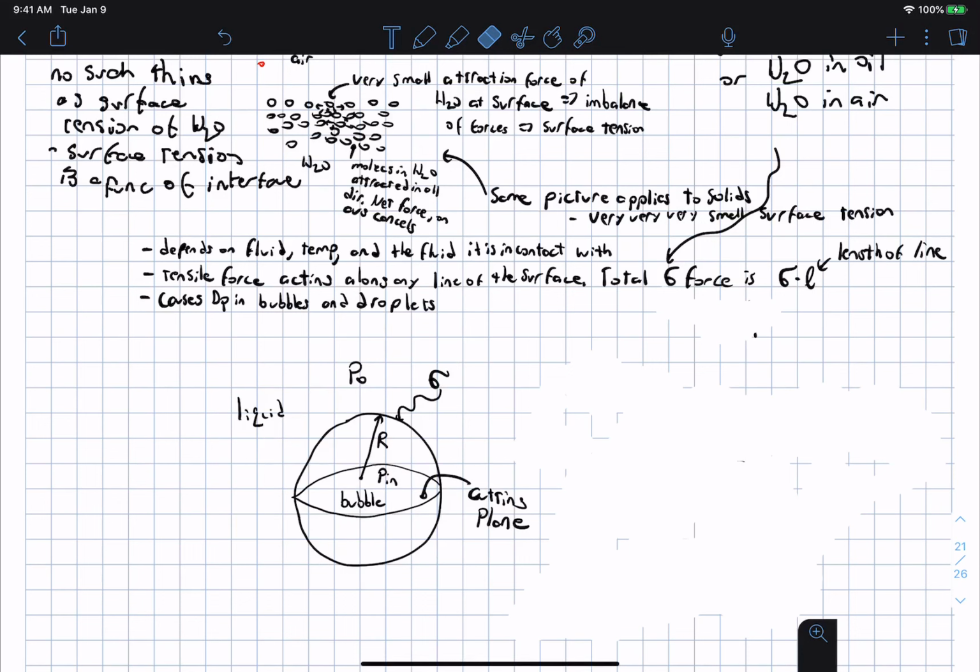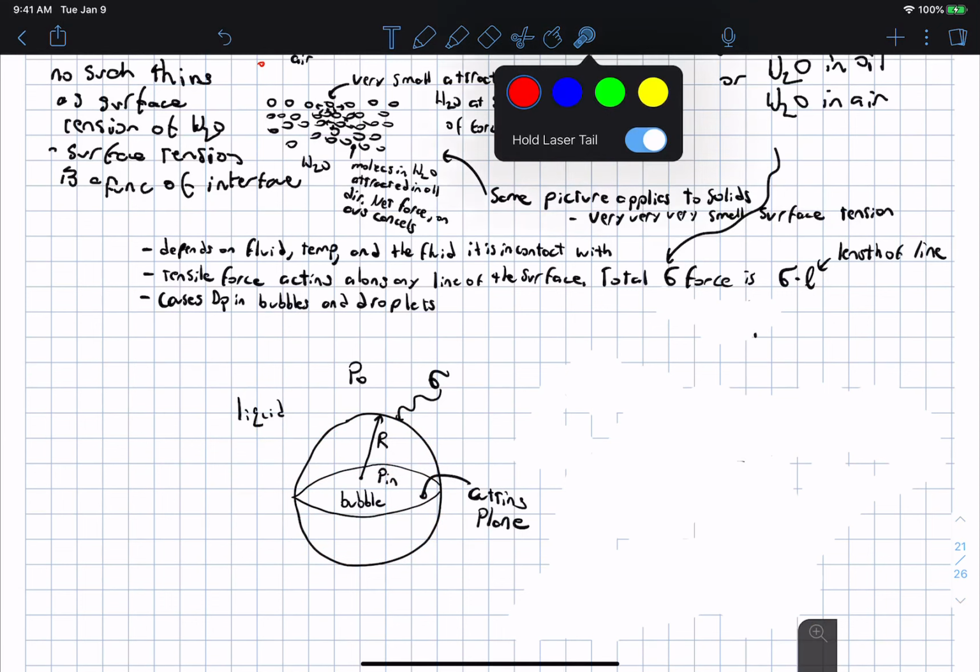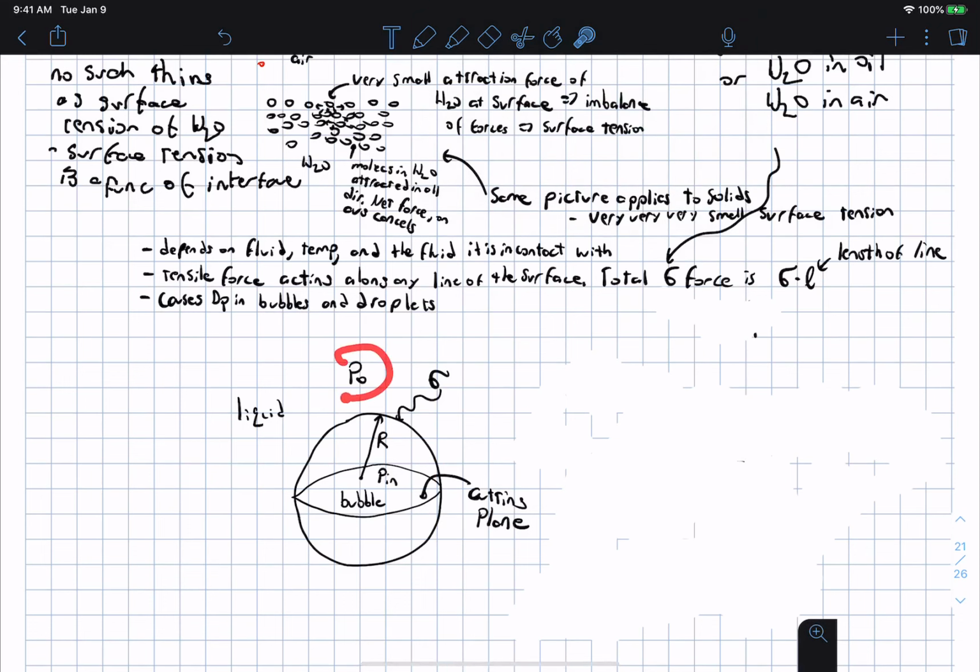Okay, so if we consider a bubble here, we have liquid outside, and this here is our bubble. We're assuming it's a perfect sphere, even though I've not drawn it to be so. We have some pressure acting outside of it, and there's some surface tension that we can define on this interface. The radius of the bubble is r, and we want to find some net pressure inside. So how do we find that net pressure inside?